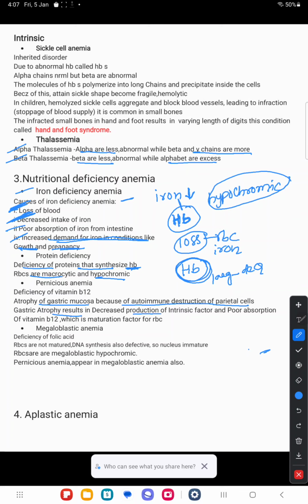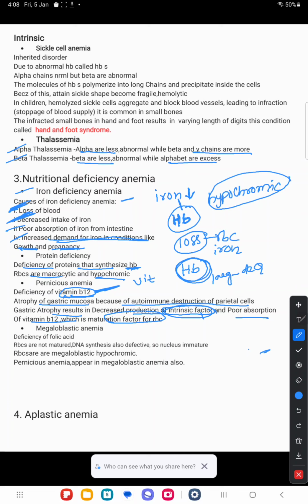Gastric atrophy results in decreased production of intrinsic factor. Intrinsic factor is required for the absorption of vitamin B12. When there is decreased intrinsic factor, then there is decreased absorption of vitamin B12. Poor absorption of vitamin B12, which is a maturation factor of RBC. The purpose of taking vitamin B12 is that vitamin B12 is helpful in maturation of RBC.